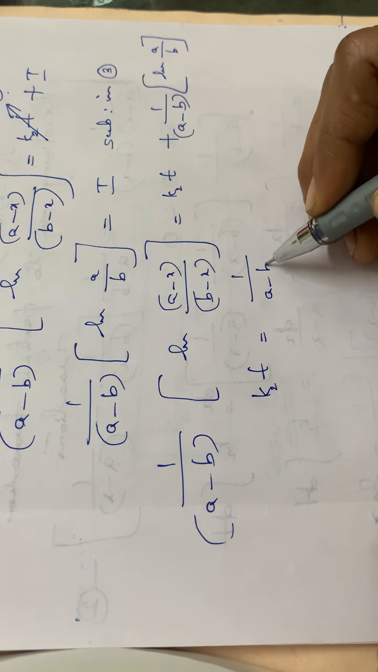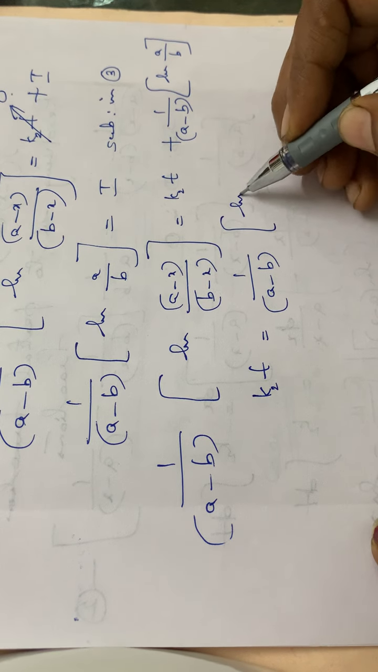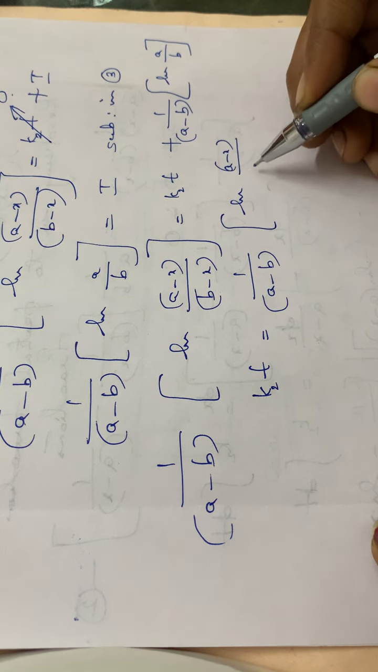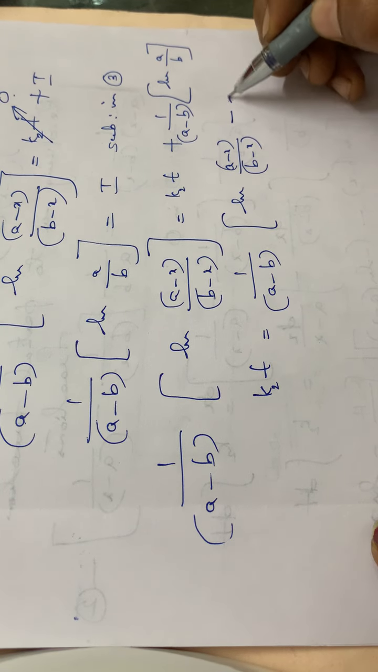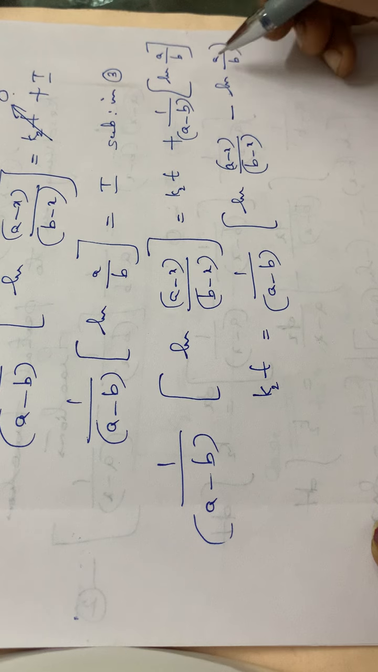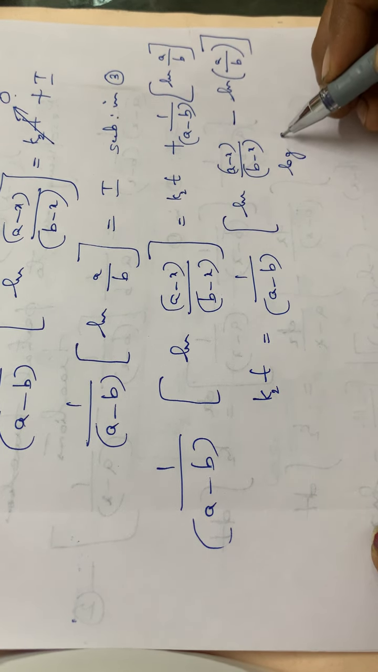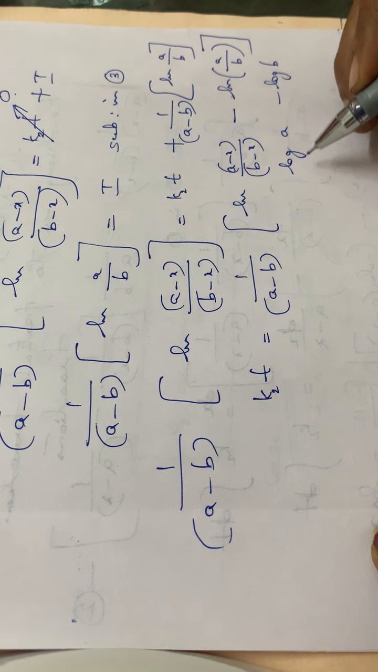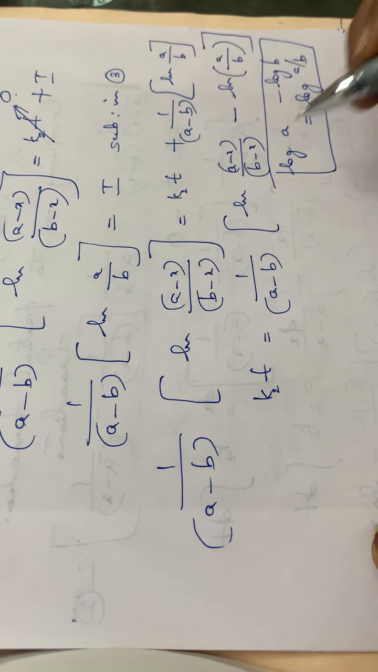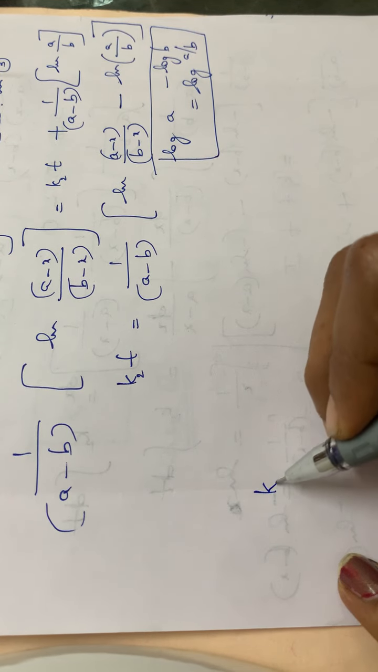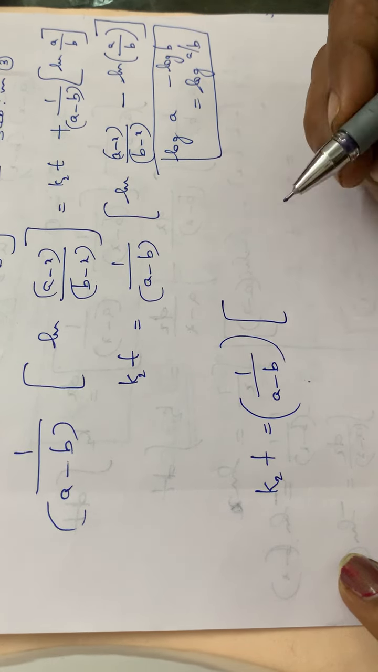K2t is equal to 1 by a minus b. We can take it as common, it is on both sides, into ln a minus x divided by b minus x. This term will come to the left side, so it becomes ln a minus ln a by b. Again this is in the form of log a minus log b, isn't it? So that is equal to log a by b.